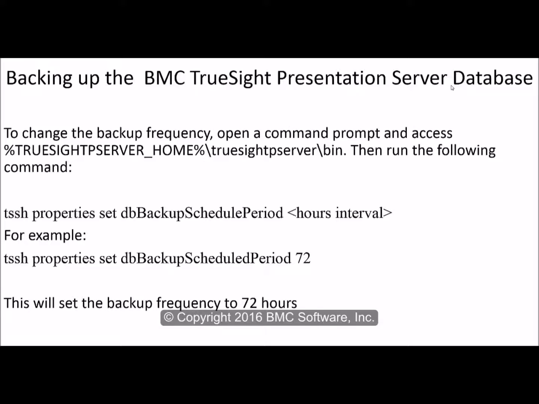To change the backup frequency, open a command prompt and access the TrueSight pserver home directory, TrueSight pserver bin. Then run the following command: TSSH properties set DB backup schedule period followed by an hour interval. For example, we're setting the property to 72 hours.